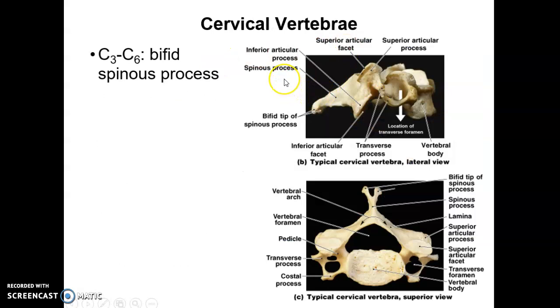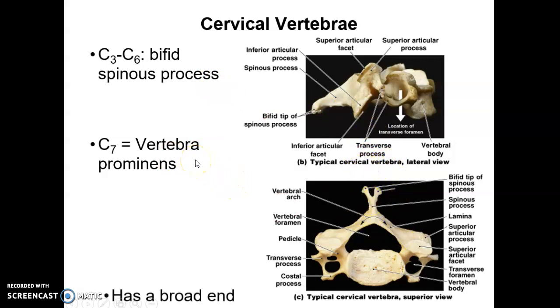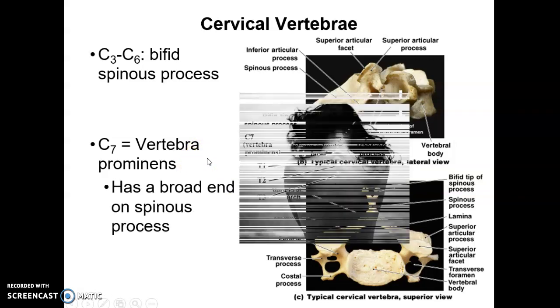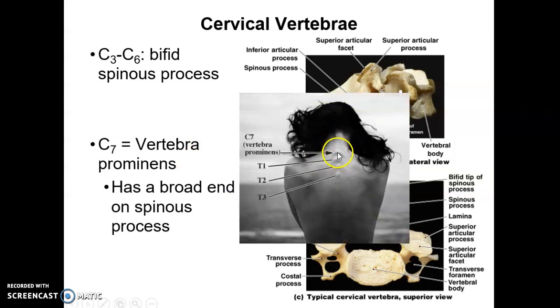Okay, so moving down to the other cervical vertebrae. C3 through C6 have a bifid spinous process, two prong-like protrusions on that spinous process. And then C7 has a large spinous process that's referred to as the vertebra prominens. And that's very obvious when you drop your head forward, and you can feel that and you can see that obvious bump of C7's vertebra prominens.